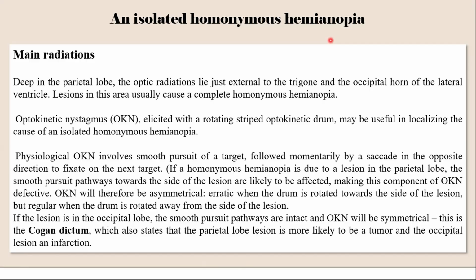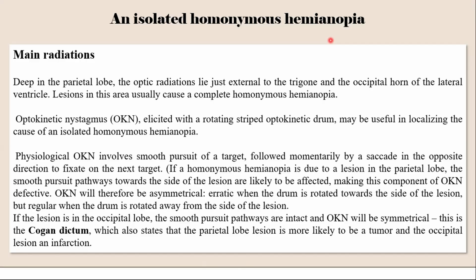However, in some cases, when the lesion is confined to an area that is dedicated primarily to the visual pathway, like the posterior part of the parietal lobe or the occipital cortex, we may find only isolated homonymous hemianopia without any other neurological manifestations. So the patient may present with only a visual field defect, which is why we refer to it as an isolated homonymous hemianopia.